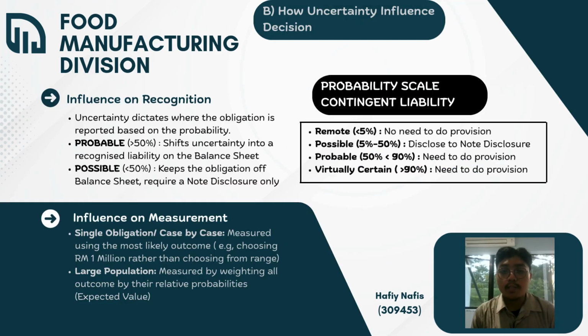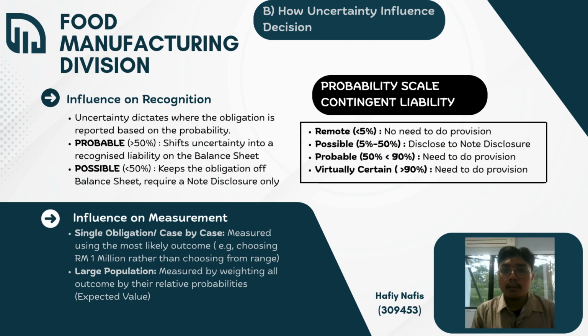Moving on to the second part, which is part B, where we will see how uncertainty directly influences financial reporting decisions under MFRS 137. First, we have to know that uncertainty dictates recognition. As we can see on the right side of the image, we follow a probability scale for the contingent liability. If it is only possible, 5 to 50%, it will only go to note disclosure instead of the financial position. But if it is above 50%, into probable territory, it will be recognized as a provision. This is why the two scenarios are treated differently.